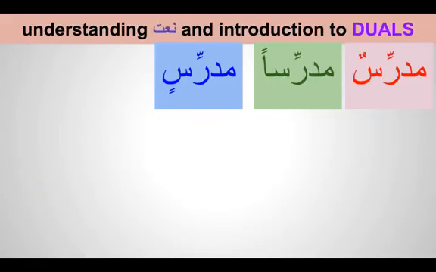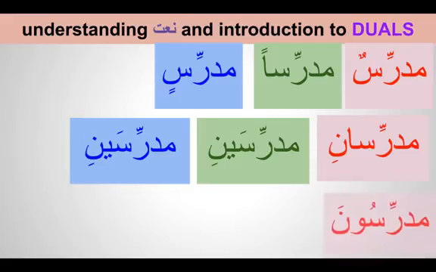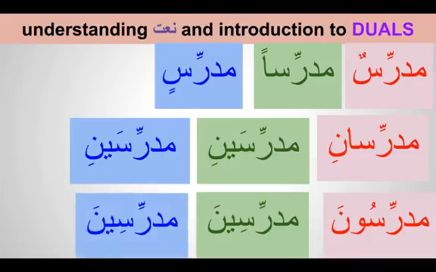So let's practice some more. We have mudarrisun. Mudarrisun is a normal singular word. We have mudarrisun, mudarrisan, and mudarrisin. So how do we make duals? Mudarrisani, mudarrisaini. How do we make plurals? Mudarrisuna, mudarrisina. So this is how we make the mansoob and majroor forms.